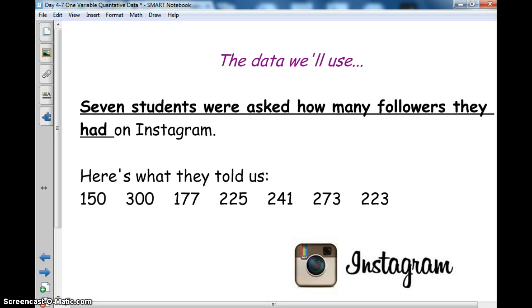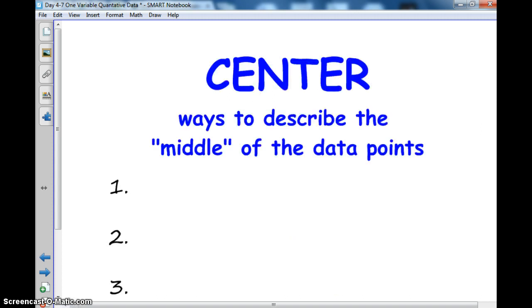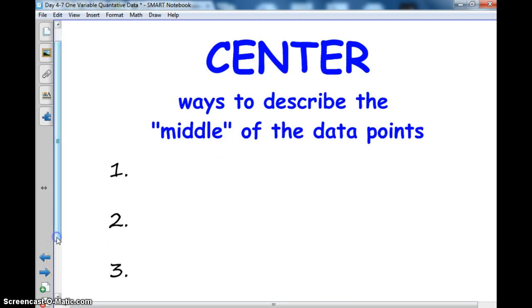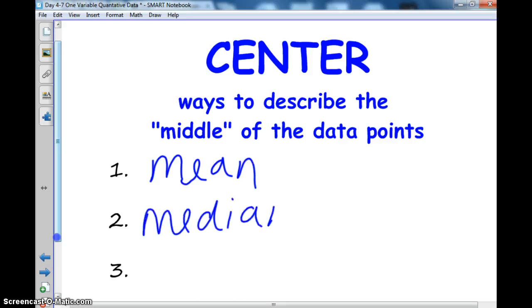The data we're going to use for our mini lesson is 7 students and their Instagram followers. We'll be looking at the centers. The 3 centers that we're going to study are mean, median, and mode. But today we're just going to look at mean and median. You can find these definitions in your notes as we go along.